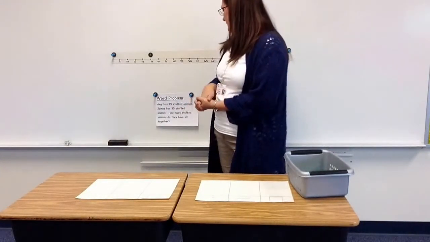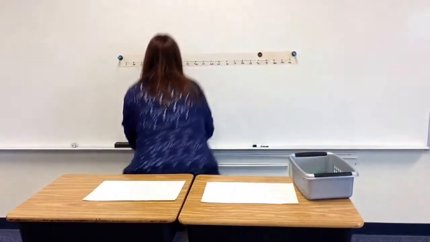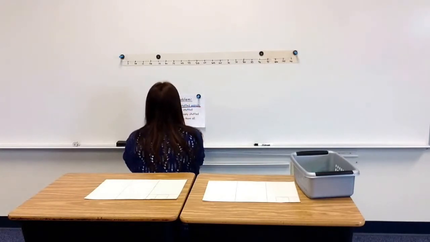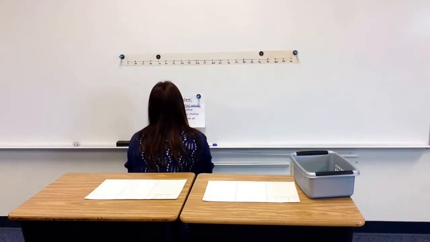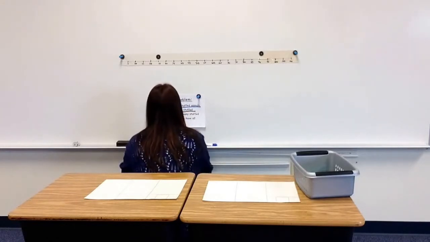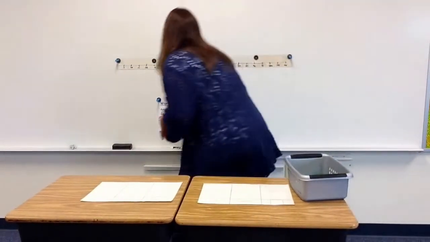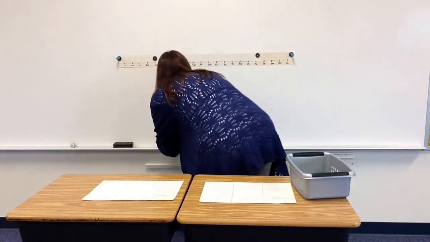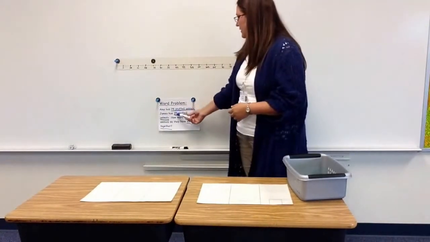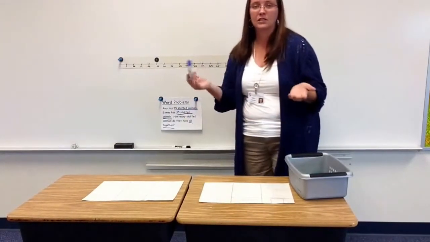The word problem says Amy has 75 stuffed animals, and I'm going to underline 75 stuffed animals. James has 35 stuffed animals. What we want you to do is find out how many stuffed animals they have all together. So all together is what we're looking for. We see 75 and we see 35, and we know that all together means to add.